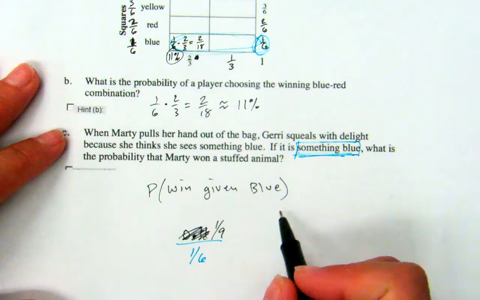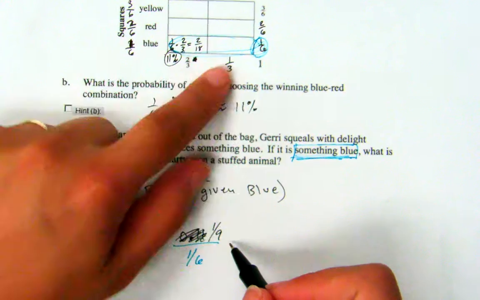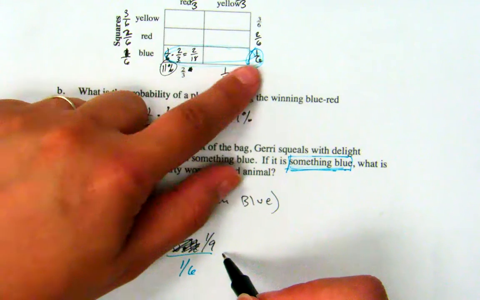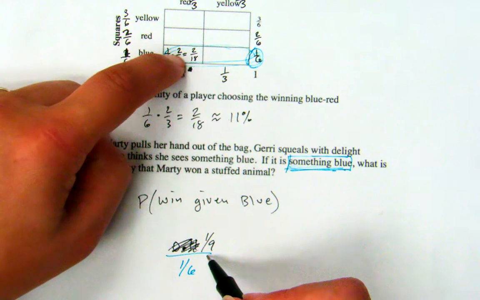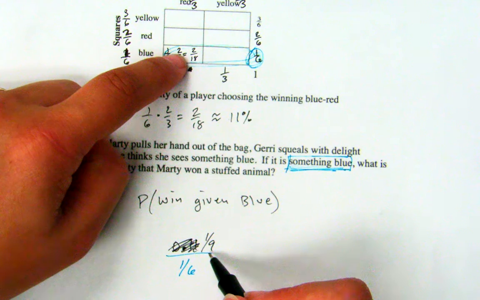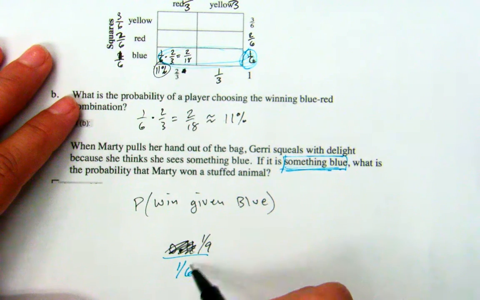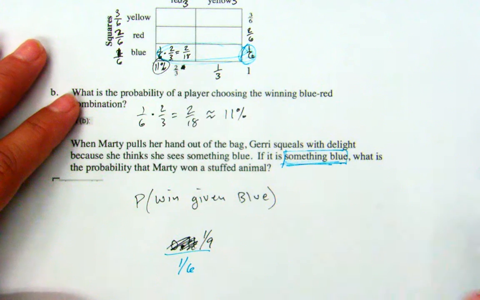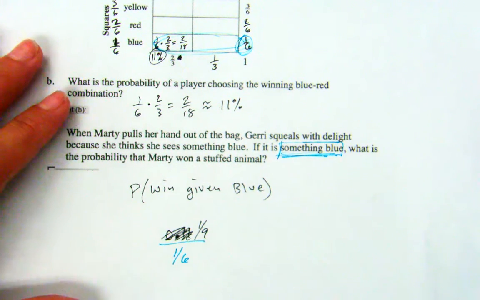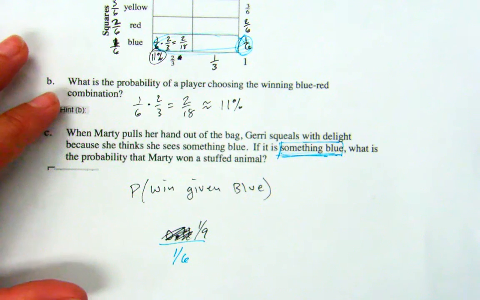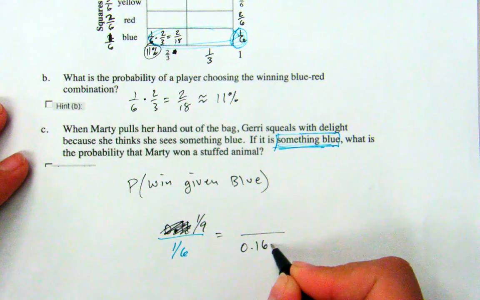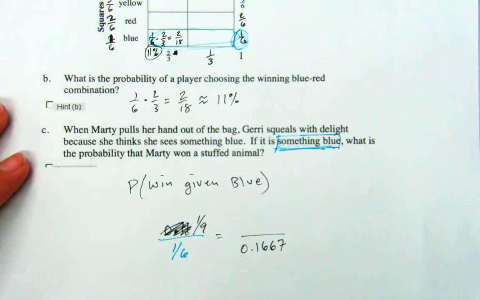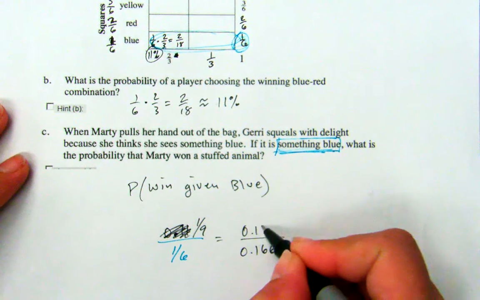Okay, so you have probabilities given something blue. You know that they got a blue, so you don't care about the yellow or red. So out of everyone who has a blue, which is technically 1 out of 6, only these people from the blues, or only this box right here, is going to actually help you win. So 1 out of 9 divided by 1 out of 6. 1 out of 6 is 0.1667, and 1 divided by 9, or 2 out of 18, same thing, is 0.1111.